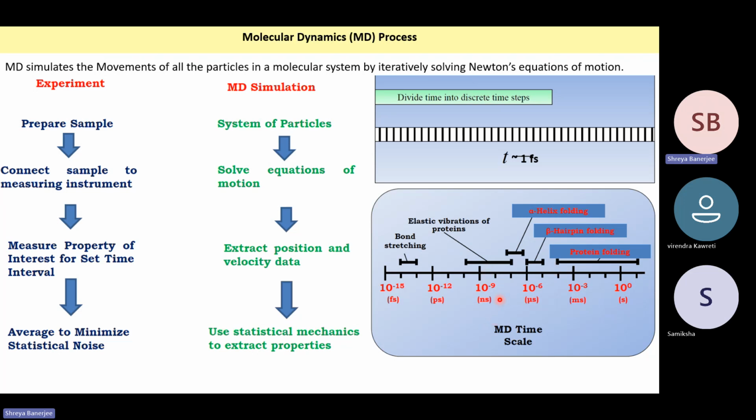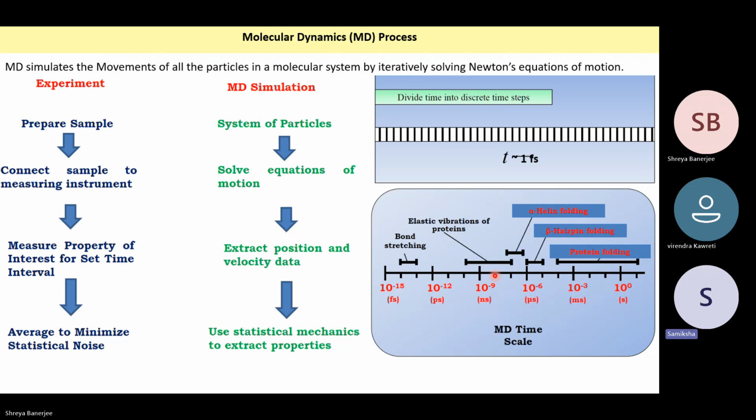And when we are studying something computationally, we have to give the time scale in which we want to study it. So if we want to study bond stretching, we have to give this time scale. Accordingly, we have to specify the time scale in the software that we are using so that we can look at that particular motion.